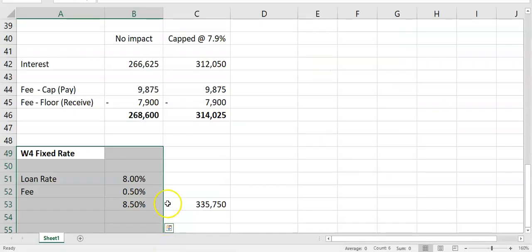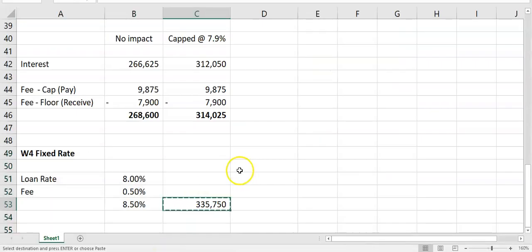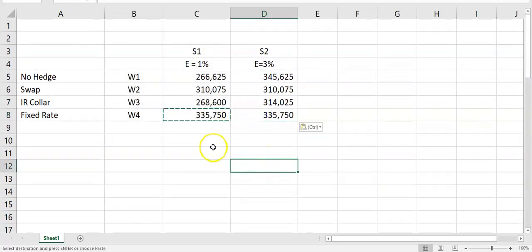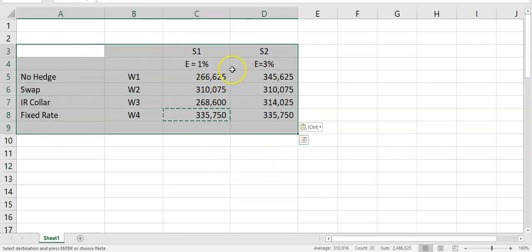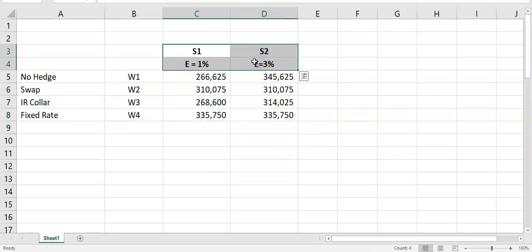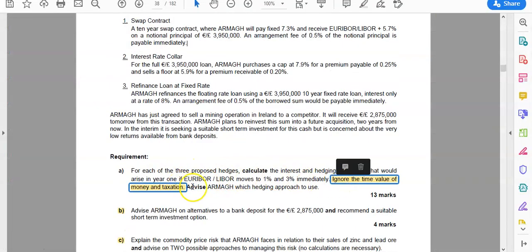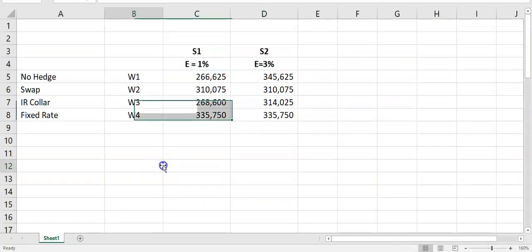So that brings us back then, 335,750, and because you've fixed it, it doesn't matter which scenario, both are the same. So it's going to be there and it's going to be there. So you have a nice neat table now of your answers. And what you're asked then in part A as well is to advise which hedging approach to use. So if you have a look through them here now, we'll figure out which one you would make a recommendation on. You should really just approach this in terms of ruling ones out.